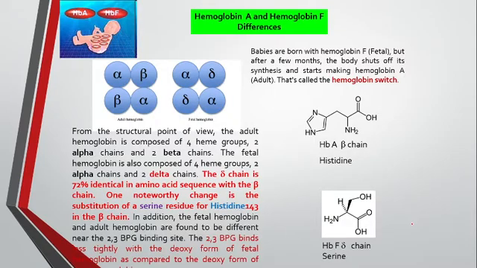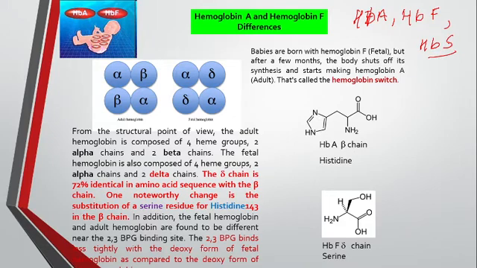Let me see the types of hemoglobin. There are mainly 3 types of hemoglobins present. First is hemoglobin A. Sorry, this is hemoglobin, Hb A. The second type is hemoglobin F, and the third type is hemoglobin S. There are mainly 3 types of hemoglobins.